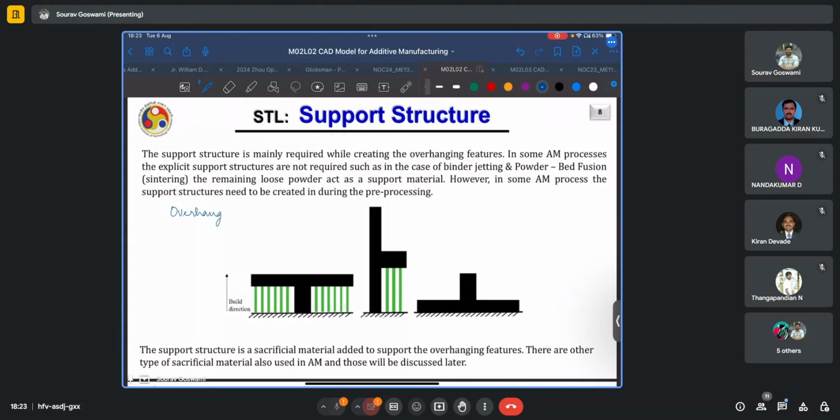There are certain strategies to mitigate the need for supports or at least minimize it, and we'll be looking at those as well. So, support structures are mainly required while creating or printing overhanging features. In a few AM processes, such as binder jetting and powder bed fusion, explicit support structures may not be required, yet they sometimes are. But in general, they may not be required because the remaining loose powder can act as a support material. However, in some AM processes, the support structures need to be added and created suitably during the pre-processing stage.